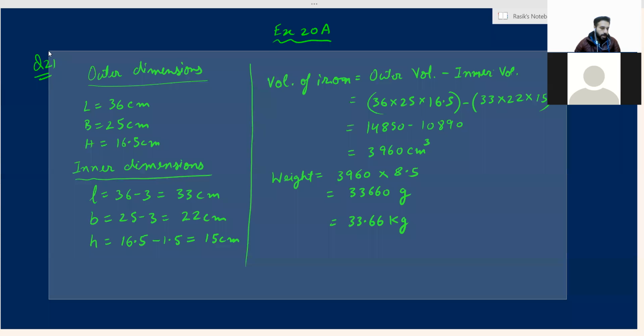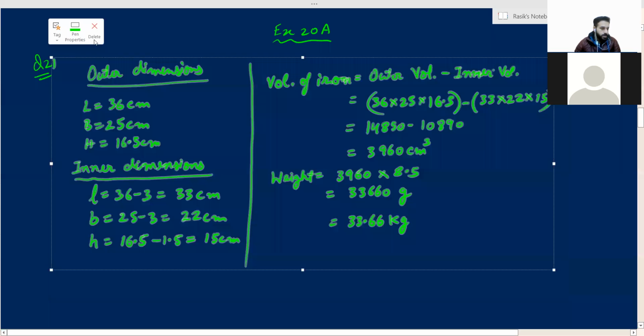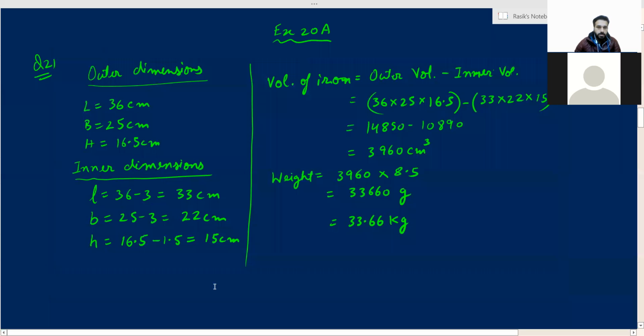That means you will subtract from the outer height, you will subtract the thickness from both the sides, inside and outside of both. Okay, question 23. Start doing it. Keep your videos on.